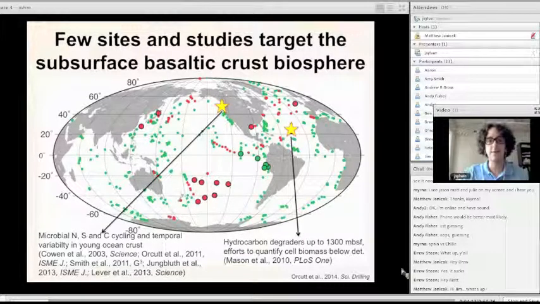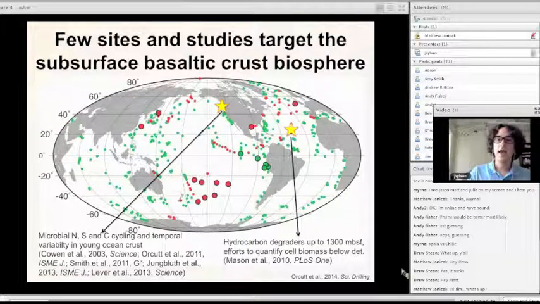There has been a fair amount of work, as you can see from those papers, especially in recent years, looking at some sites off the coast of Washington on the Juan de Fuca Ridge, where using a series of CORKs out there, scientists have found microbial nitrogen, sulfur, and carbon cycling, and also temporal variability in young ocean crust. And that work has resulted in a series of nice papers you can see listed there.